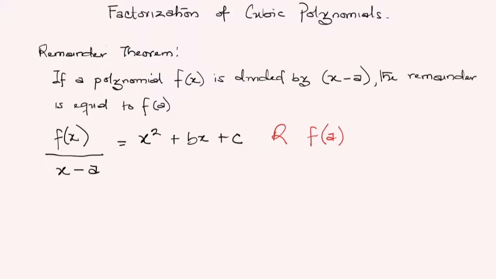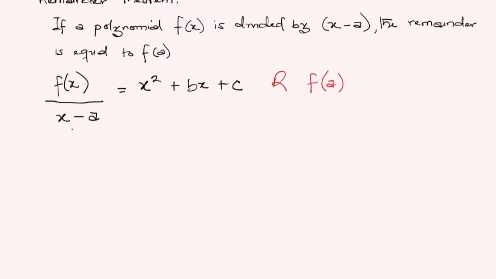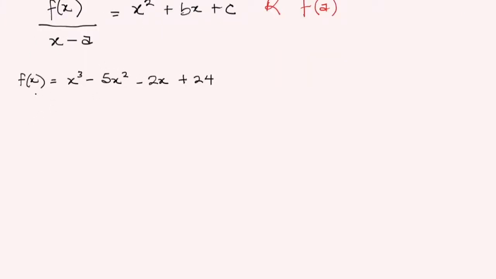Now let's do some examples to prove this theorem. If we take for an example our f of x to be equal to x cubed minus 5x squared minus 2x plus 24, and we assume a to be equal to 2. It's just an example. Let's assume a to be any number. In this case, we choose 2. So x minus a, which is our binomial here, is going to be equal to x minus 2.